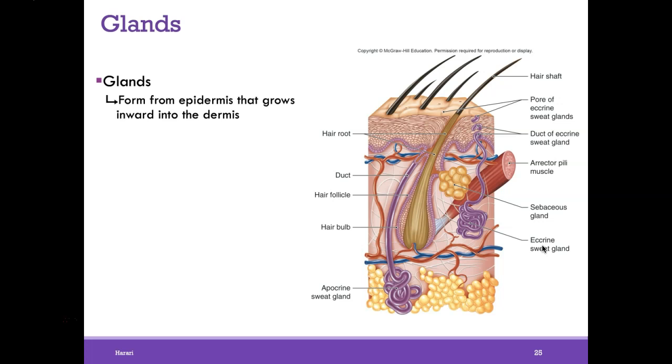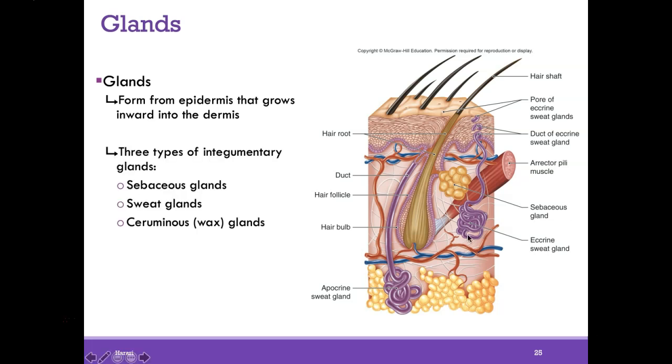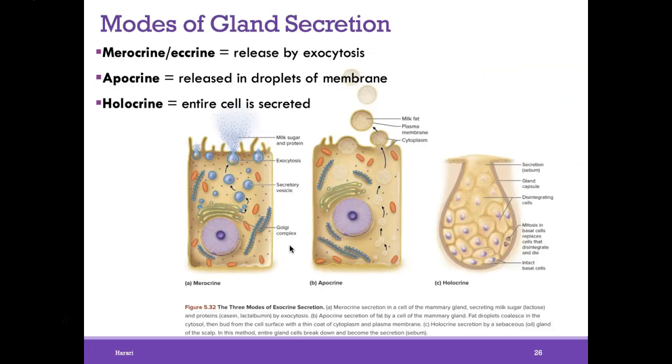Glands form from epidermis that grows inward into the dermis. So we'll talk about different glands. There are three major types. We have sebaceous glands. Sebaceous glands secrete sebum, also known as oil. Sweat glands. We have two different kinds of sweat glands. And then ceruminous glands, which are wax glands.